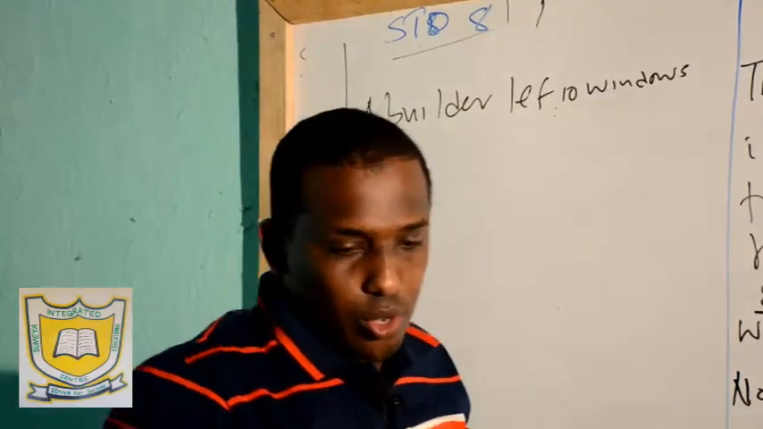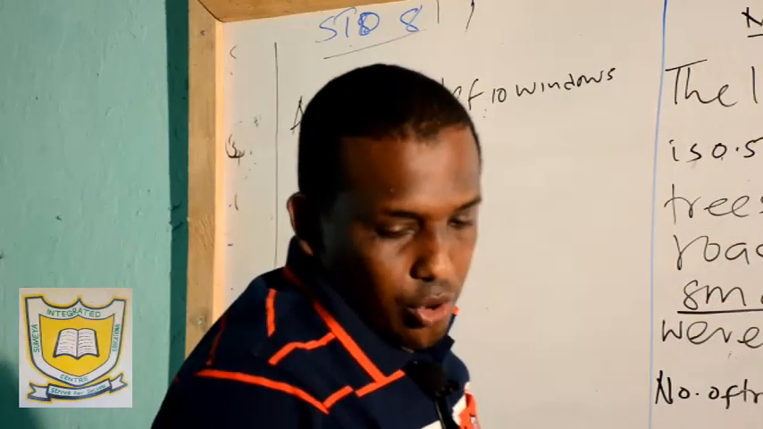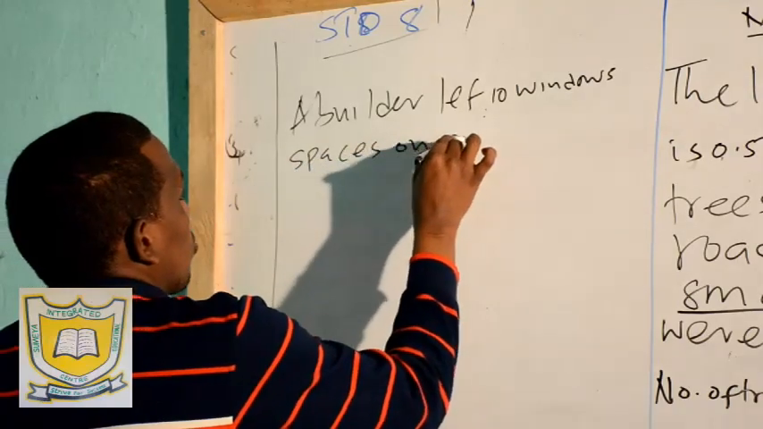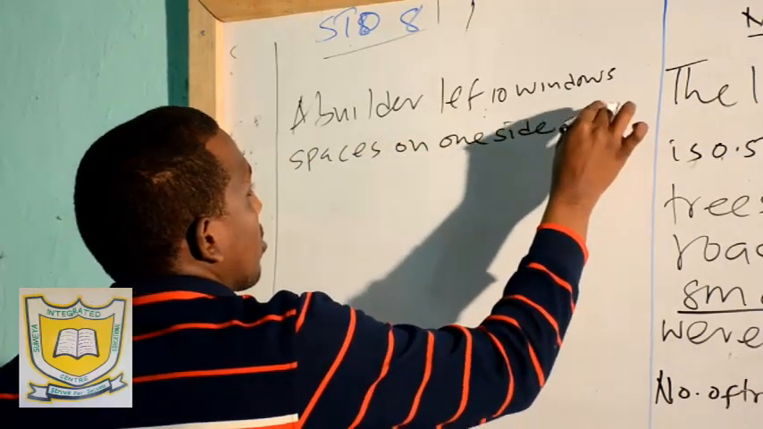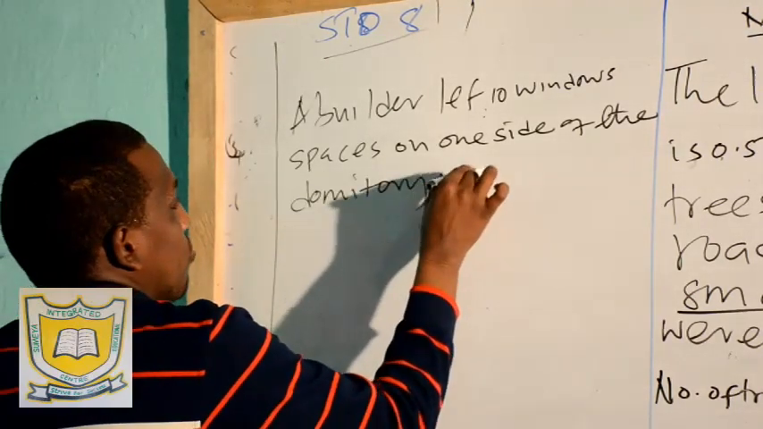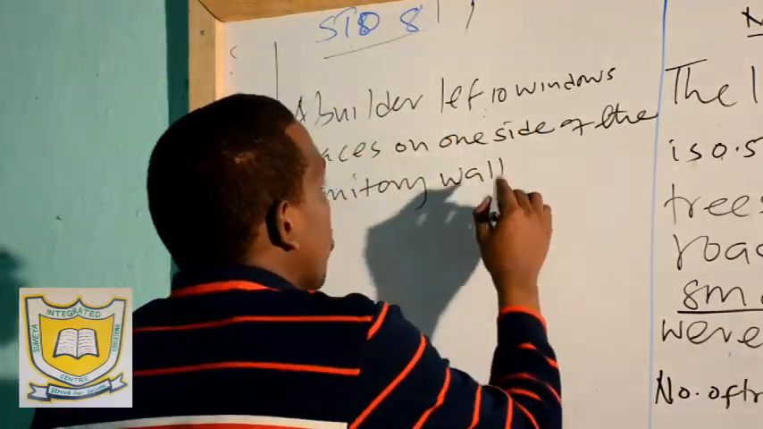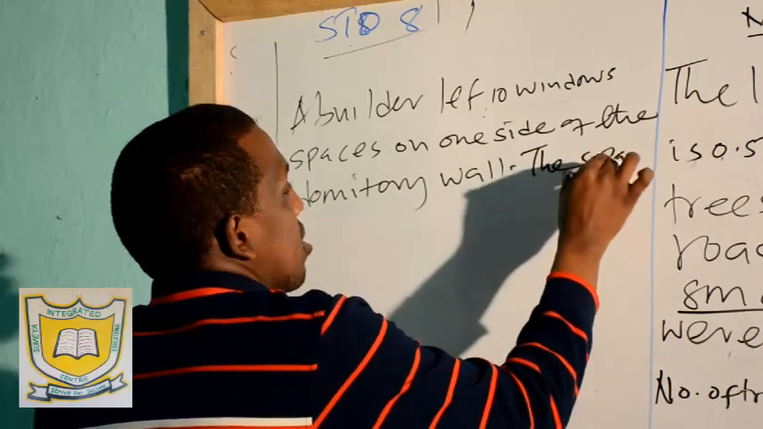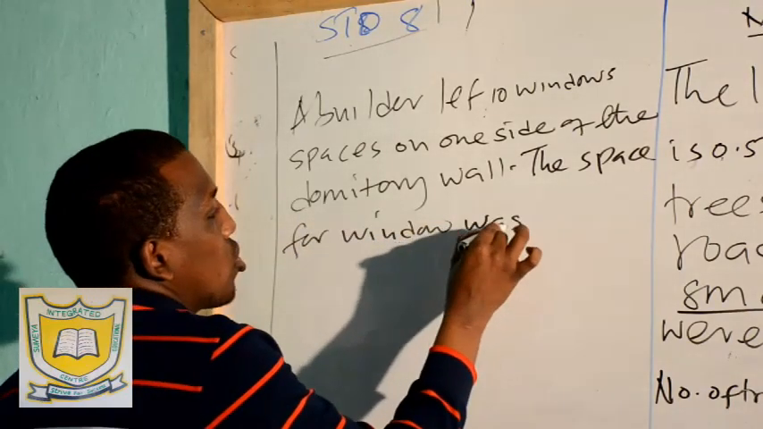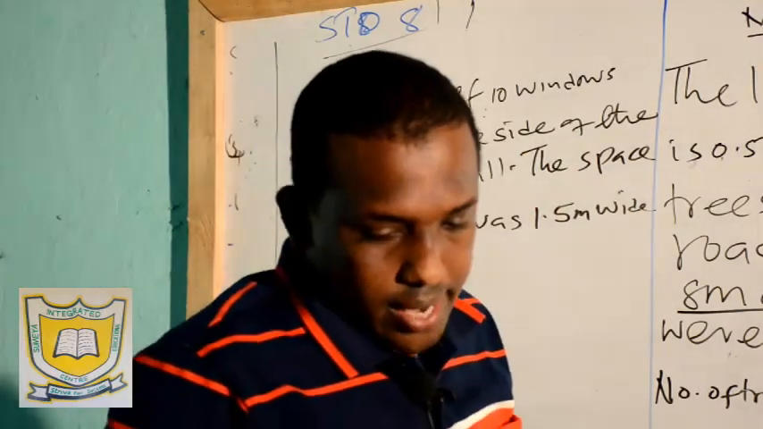A builder left 10 window spaces on one side of the dormitory wall, question 16, page 90. The space for each window was 1.5 meters wide.